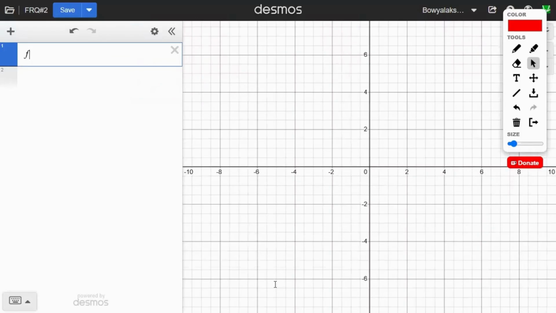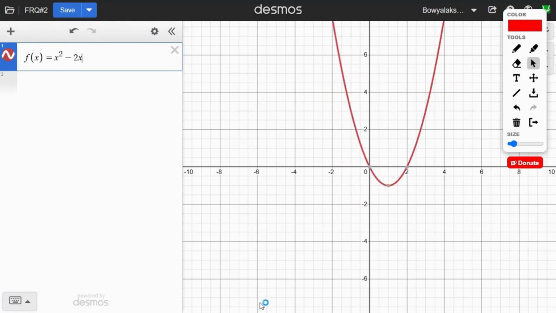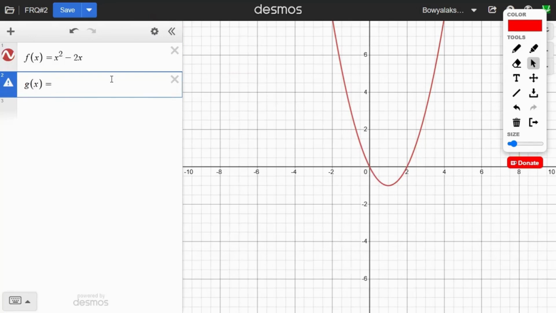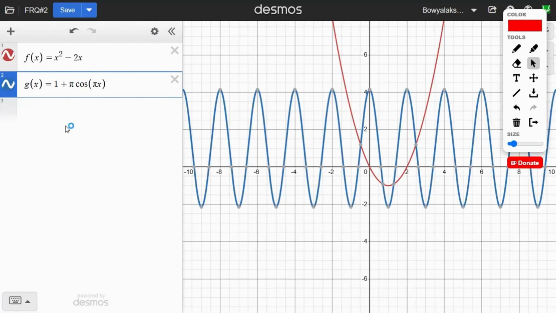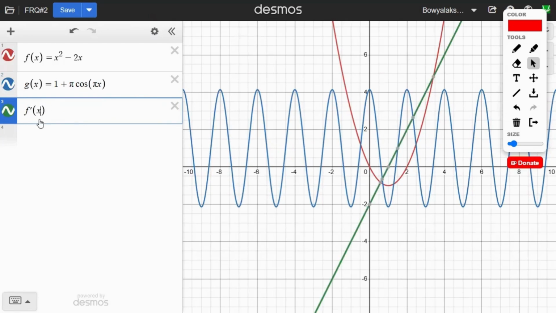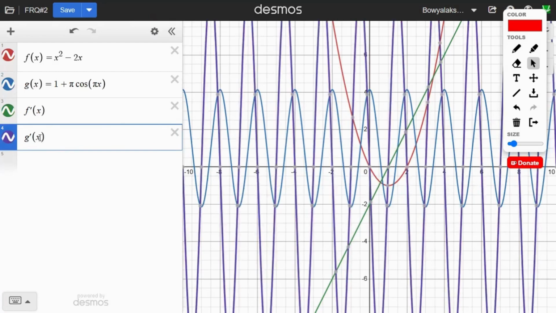Okay, what is my f of x? f of x is x square minus 2x. Then what is my g of x? You can directly do f prime and g prime also, but I'm doing it this way. This will also work. 1 plus pi cos pi x. This is the parenthesis. Okay, we got it. Actually, we need f prime and g prime. So f prime of x, g prime of x have to be equal, meaning graphically they should intersect.